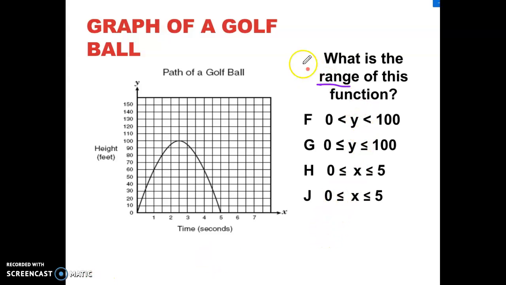Remember, range is the y value. So right away, these two don't work. Scratch them out. And so the question is, we're going from 0 to 100. It looks like we're picking up the 100. We're picking up the 0 because the golf ball is going to hit the ground again and the height is 0. So I want to include both, so I'm going to take G as my answer here. Going from 0 to 100 in the y direction, we're doing the y values here, and we're including the high and low points there.